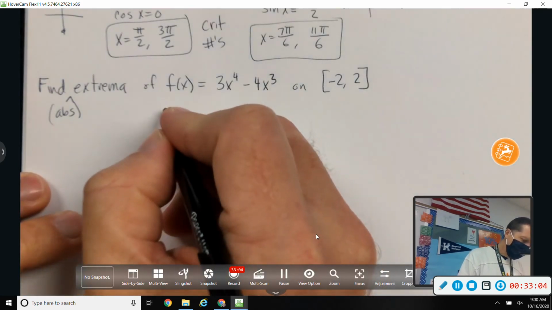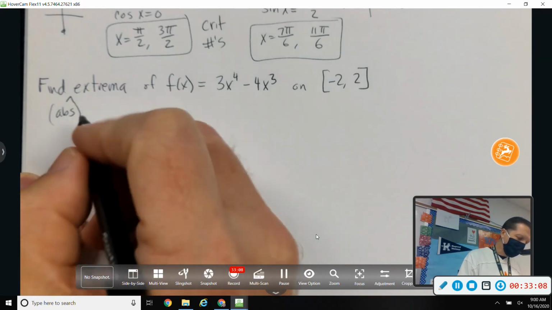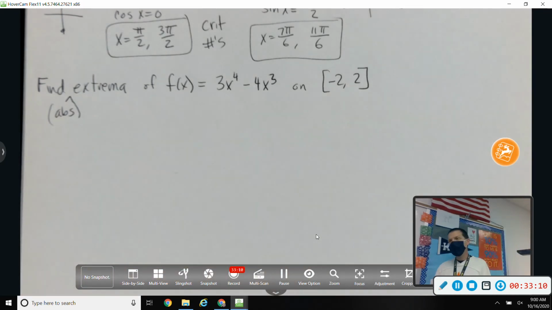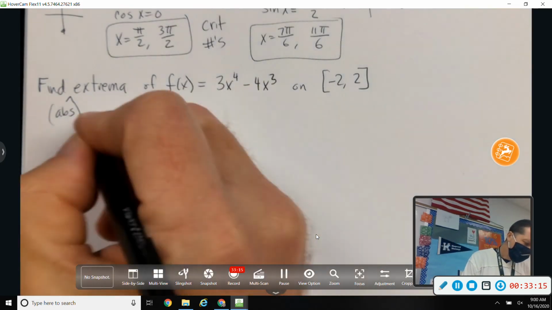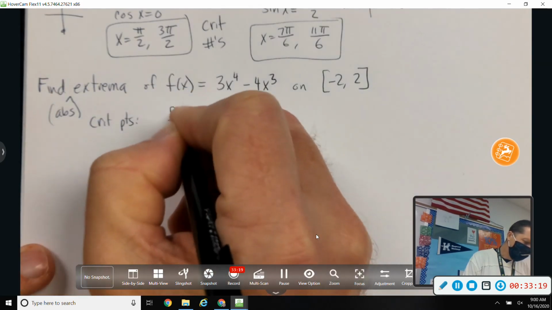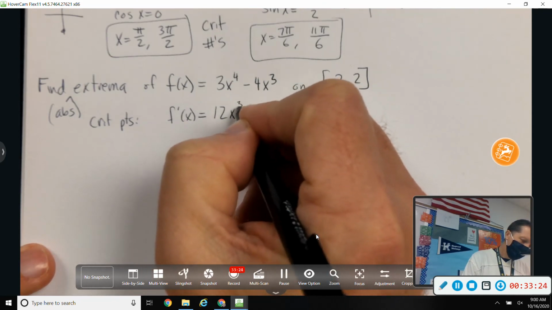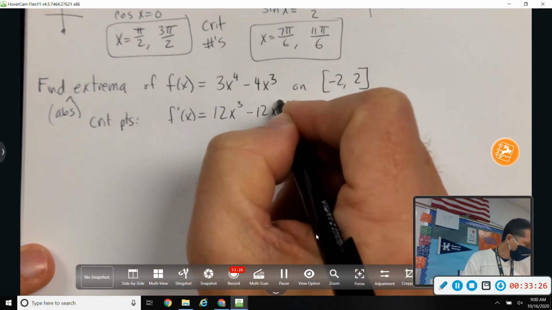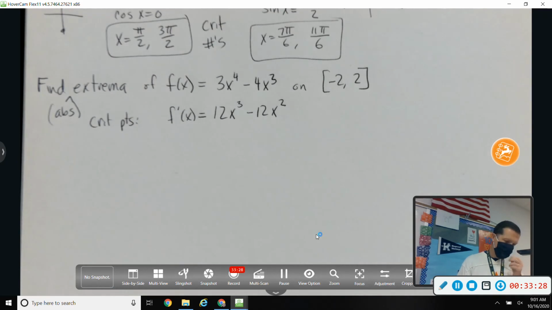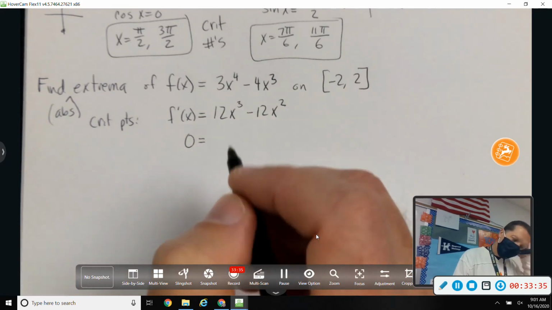All right, so our thought process is before we find extrema, we'll find critical points, and then we'll test them to see if they are the extrema or not. So first, critical points would be where the derivative is equal to 0. 12x cubed minus 12x squared. Set that equal to 0.